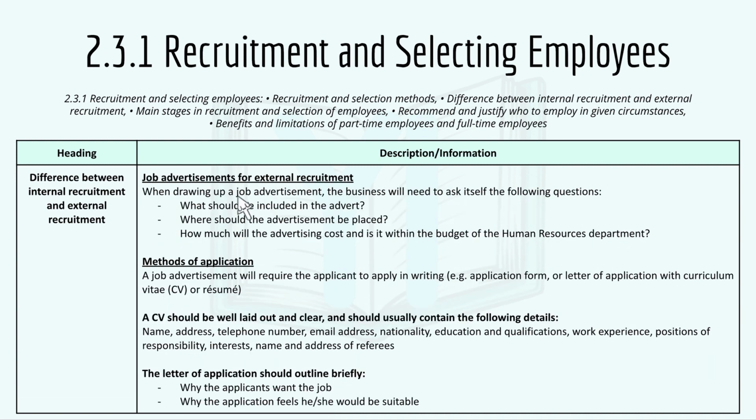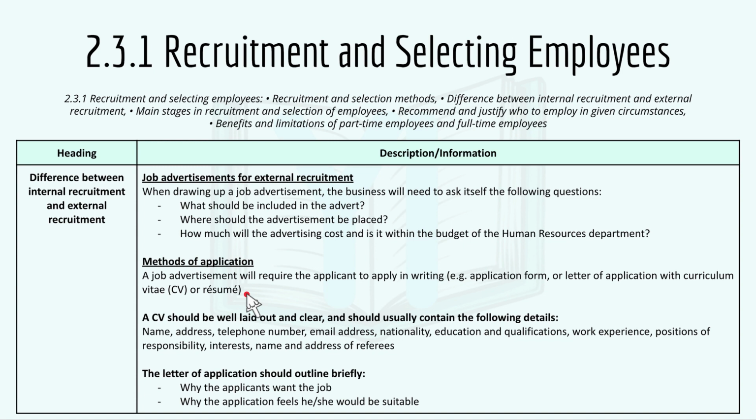Then we have job advertisement for external recruitment. When drawing up a job advertisement, the business will need to ask itself the following questions. Number one, what should be included in the advert? Where should the advertisement be placed? And how much will the advertising cost, and is it within the budget of the HR department? And the methods of application.